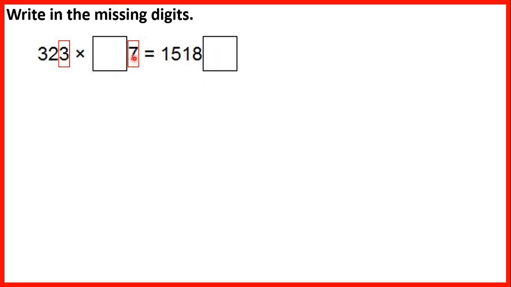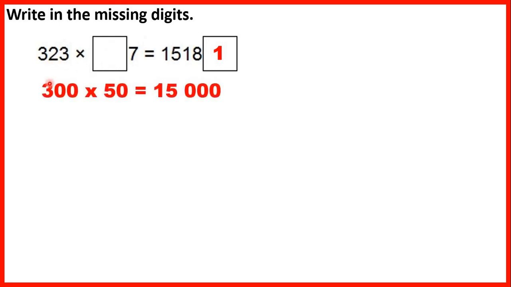3 times 7 is 21, and that ends in a 1, so we'll have our answer ending in a 1 as well. Because that ends in a 1, our answer must end in a 1. Now, what I would do next is estimate, so to make a sensible guess as to what our tens digits could be. And the way to do that is to round.